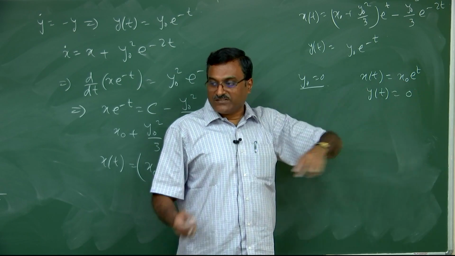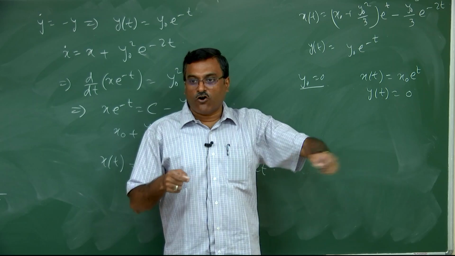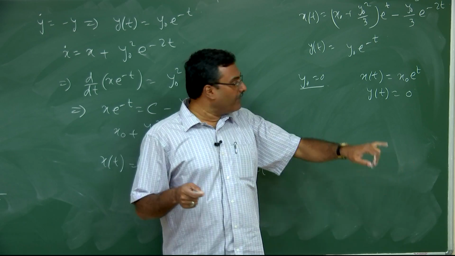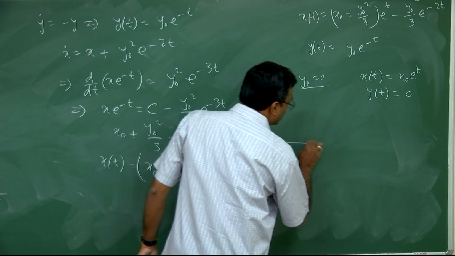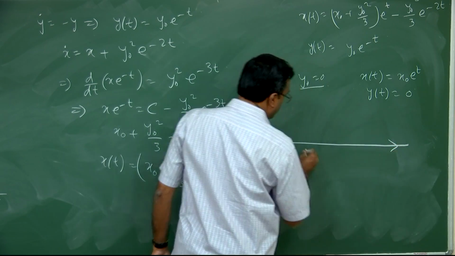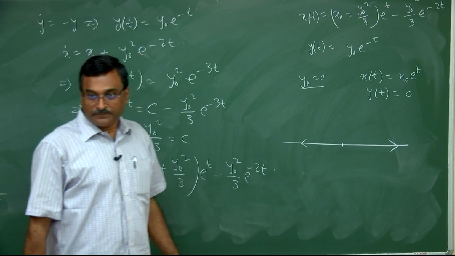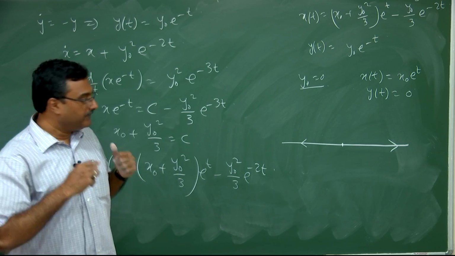So that means as t tends to infinity, the solution trajectory will approach either plus infinity or minus infinity along the x axis, depending upon whether your x0 is positive or negative. So on the x axis you will have this kind of behavior along this direction, if this is your origin, right. So along this line the solution will be diverging to plus infinity.